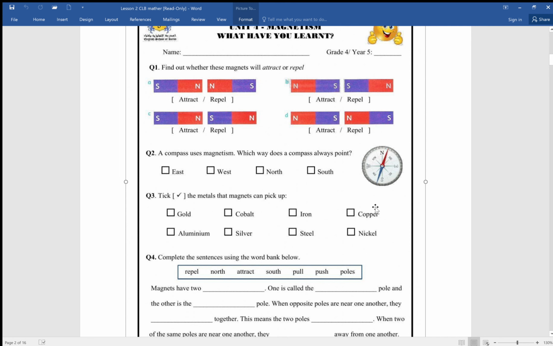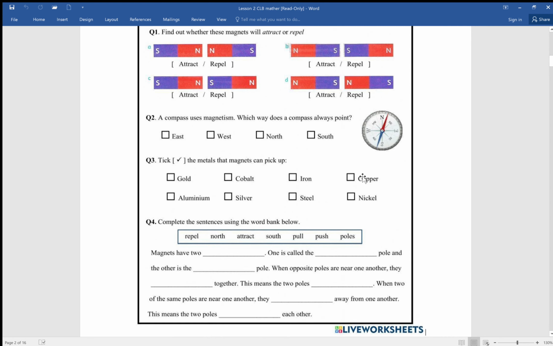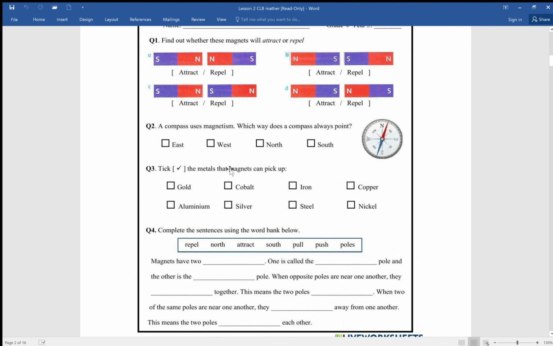So what about copper? That's right. It doesn't get attracted or repelled by magnets. What about aluminum? That's the hard one. Yes, that's correct. It does not get attracted by magnets. What about silver? Yes, you cannot get a magnet to attract it. What about steel? Yes, you're correct. It can get attracted by magnets.